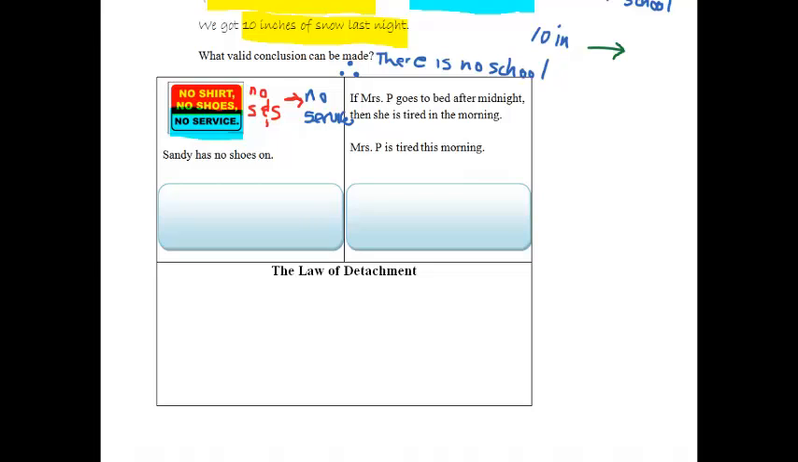So our first statement is an if-then statement. Now our next statement, it doesn't have the if-then format. It just tells us something about Sandy. And I'm going to highlight this the same way I did my hypothesis. Sandy has no shoes on. Does she satisfy the hypothesis? Absolutely. So what conclusion can we make? If Sandy has no shoes on, then what is the direct result of that? Well, the valid conclusion we can make is therefore Sandy gets no service. So that would be our answer.